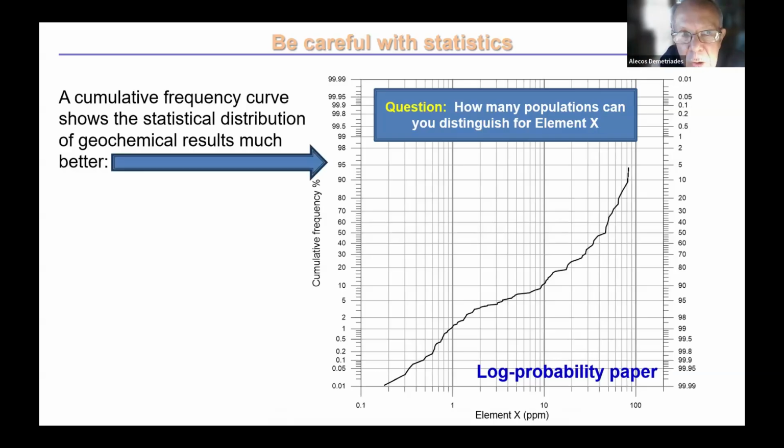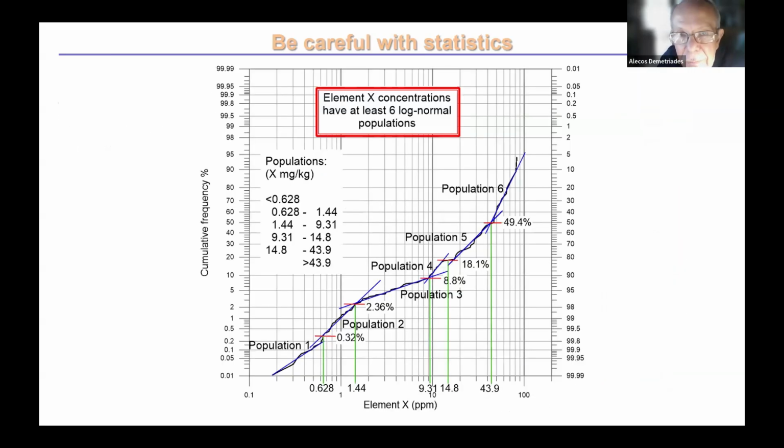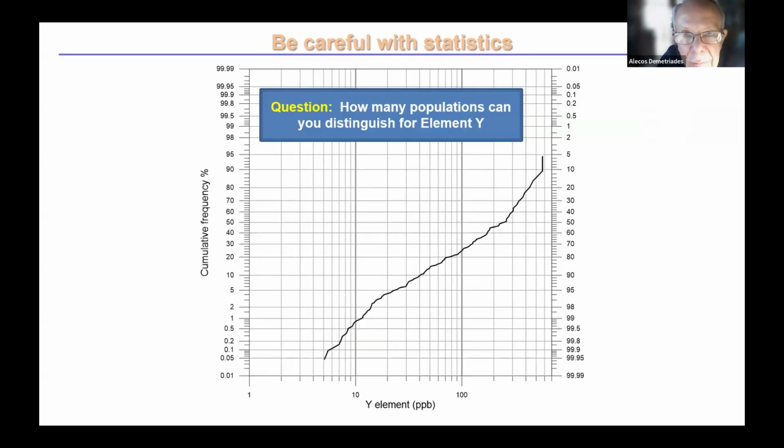It is better to use the cumulative frequency curve because it shows much better the statistical distribution of geochemical results, as you can see in this paper. Now, the question is, how many populations can you distinguish for element X? We draw straight lines for each section, and as you can see, there are 6 populations in this distribution.